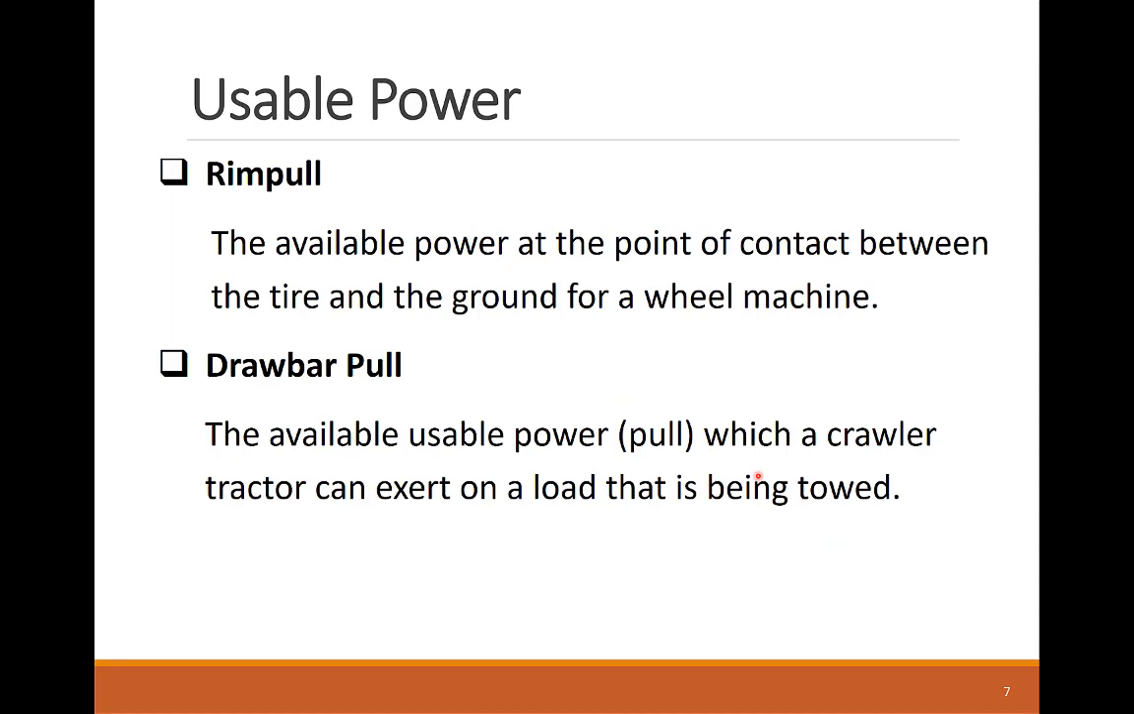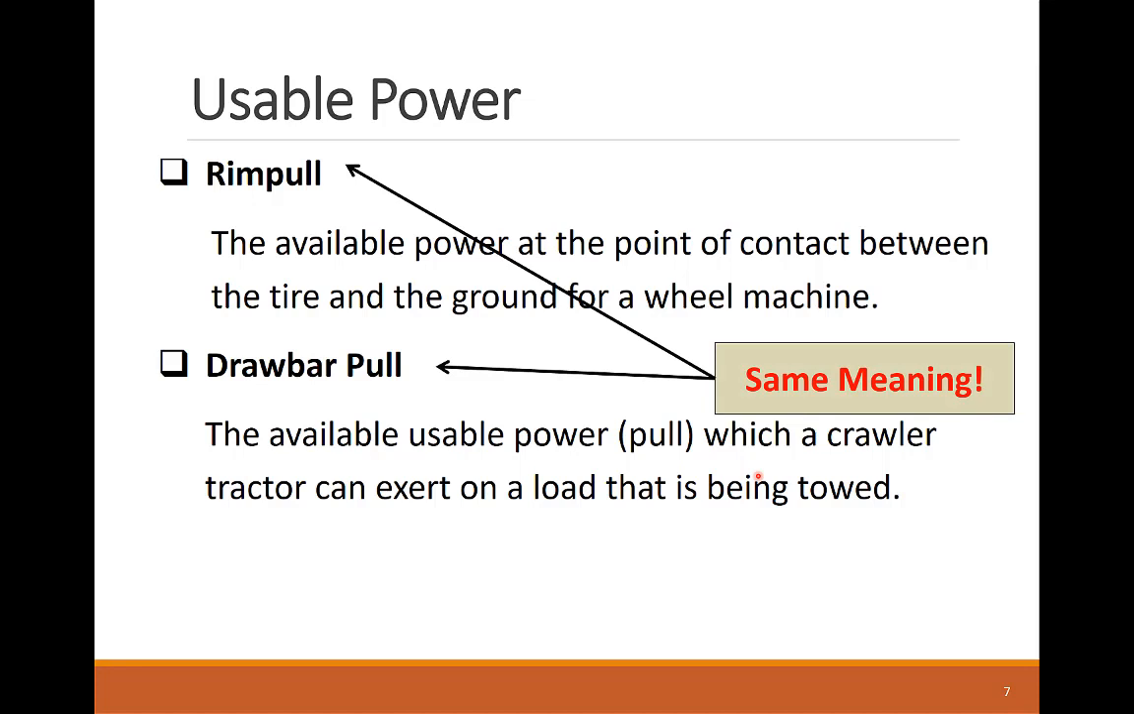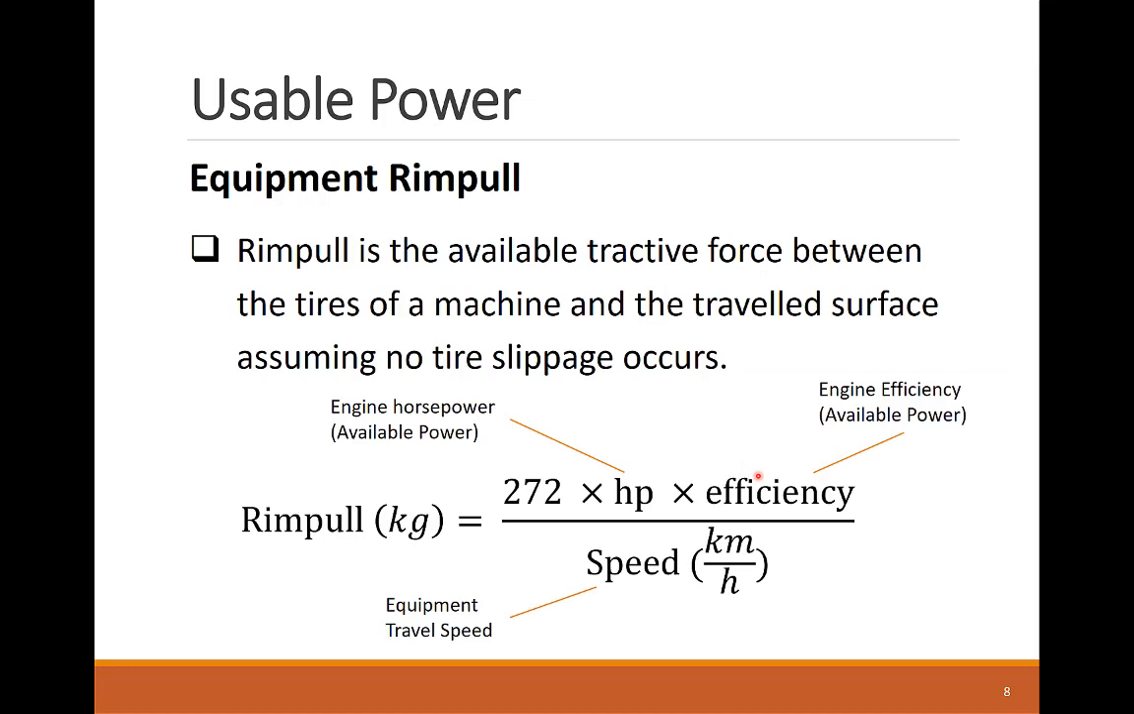Rimpull is the power or force that's available at the contact point between the wheel, tire, and the ground. For the same force in crawler track mounted equipment, we'll use the term drawbar pull. The rimpull force in kilograms can be calculated using the shown formula, which reflects the fundamental engine power-speed relationship. The rimpull force is dependent on the engine horsepower, or the available power, the engine efficiency, and the equipment speed in kilometers per hour.